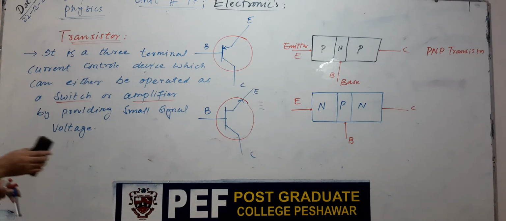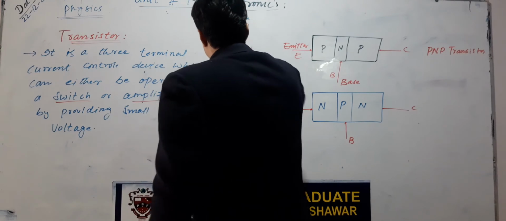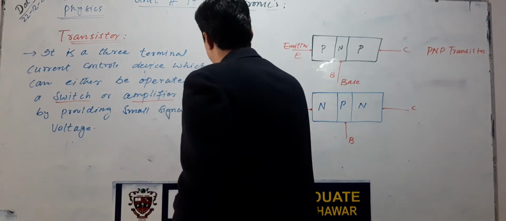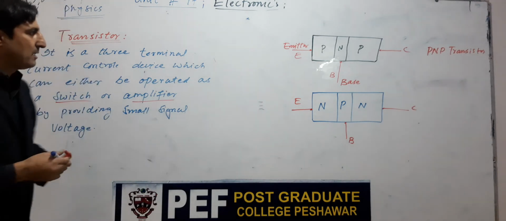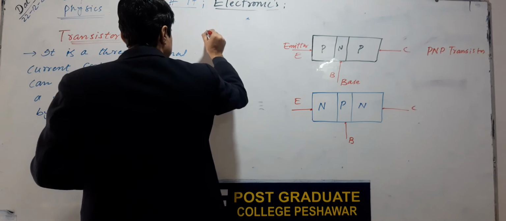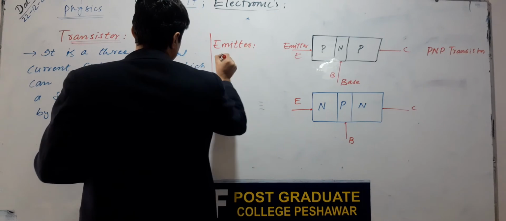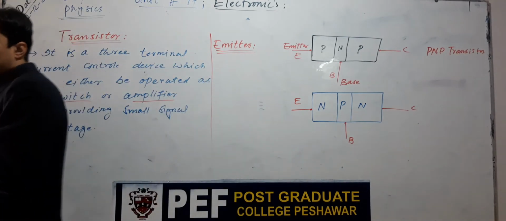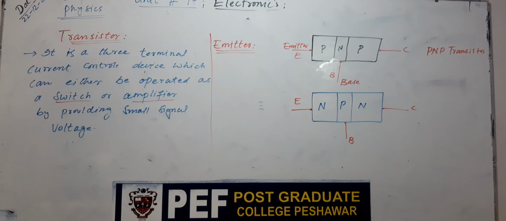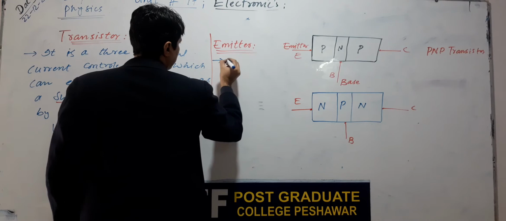Now what is the emitter? Let me repeat and simply define or explain about the emitter, base and collector. What is the emitter? Emitter means to emit. Emitter means to emit charges, or to emit electrons or to emit positive holes. So this is a heavily doped region as compared to base and collector. A heavily doped region. One property of the emitter.